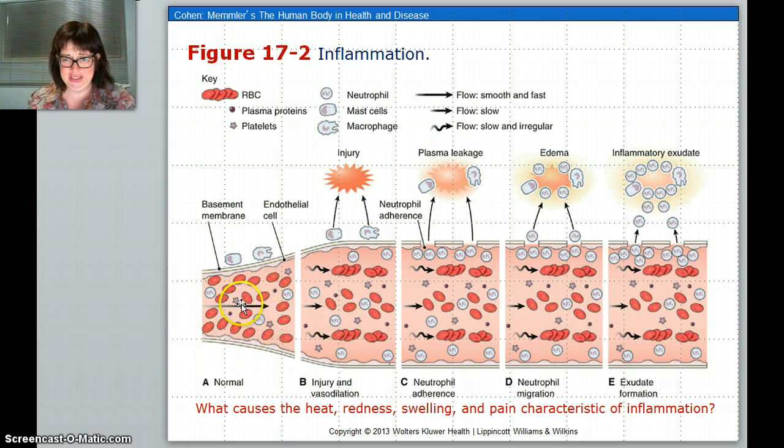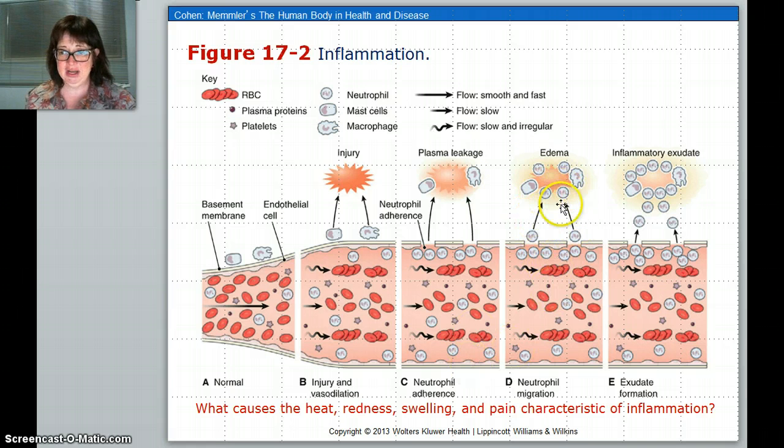So this is normal, you have normal blood flow. If there is an injury, what happens is the neutrophils will adhere to the cell membrane or the epithelial, and that will allow plasma to leak out. As plasma leaks out, you have swelling because you have extra fluid, but we can't just call it swelling. We call it edema. Edema is a fancy word for swelling. As there's plasma leakage, there's also macrophage leakage, which are these specialized white blood cells that will move out and just attack any foreign things.